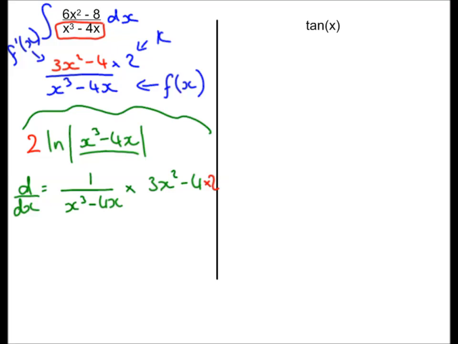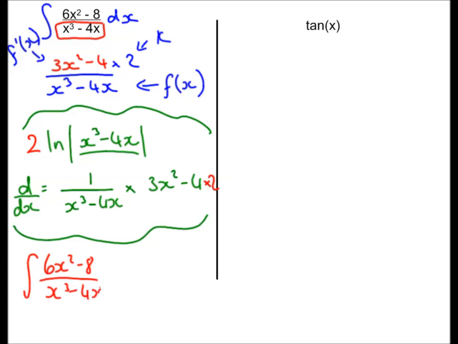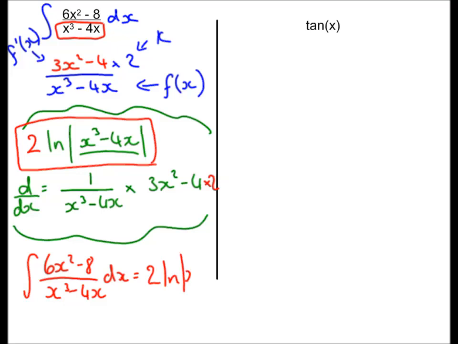And now I can say I know what will differentiate to give me the question. So because differentiation and integration are opposites, I can now say that the integral of 6x squared minus 8 over x cubed minus 4x is equal to, and then it's just what we had in our adjusted thought bubble. So 2 log x cubed minus 4x.